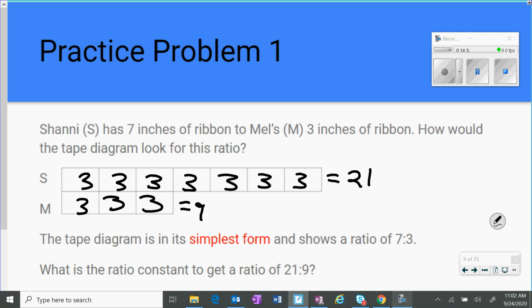Guys, if he's writing something on the board, you put it in your modules. So everyone should have copied down what he did with the ratio constant of 3 and the 21 and 9.